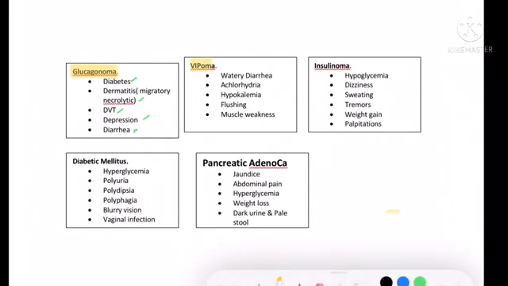Vipoma. Whenever you hear the term vipoma, you need to remember watery diarrhea, achlorhydria, hypokalemia, flushing, and muscle weakness. It's a type of neuroendocrine tumor. It is also called pancreatic cholera, because cholera is a bacterial infection that leads to watery diarrhea and severe dehydration. Dehydration we can also see in case of vipoma, so it has quite some similarities with cholera. It is called pancreatic cholera as the origin is the pancreas.